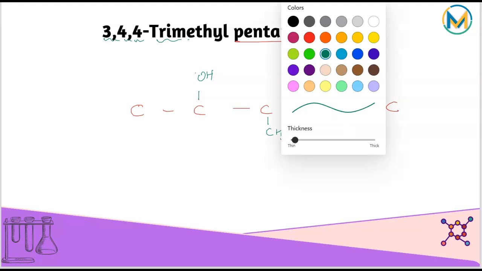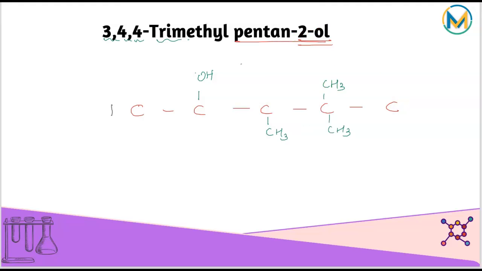So we put all the substituents. Now let's balance it with H. This becomes H3. 3 bonds are satisfied, so just 1. Again 3 are satisfied, so just 1. Here 4 are satisfied, and here you have H3. So that's the structure for 3,4,4-trimethylpentan-2-ol.